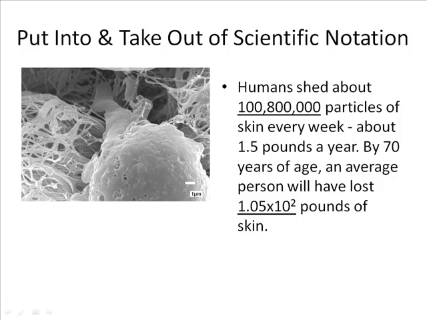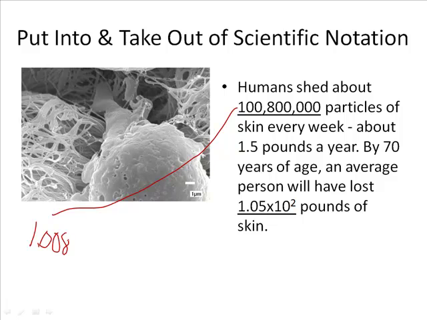Alright, these are human skin cells. Humans shed a lot of particles, 100,800,000 particles of skin every week, about 1.7 pounds a year. By 70 years of age, an average person has lost 1.05 times 10 to the second pounds of skin. Alright, so here we go. Let's put this number into scientific notation. We'll take the other one out.